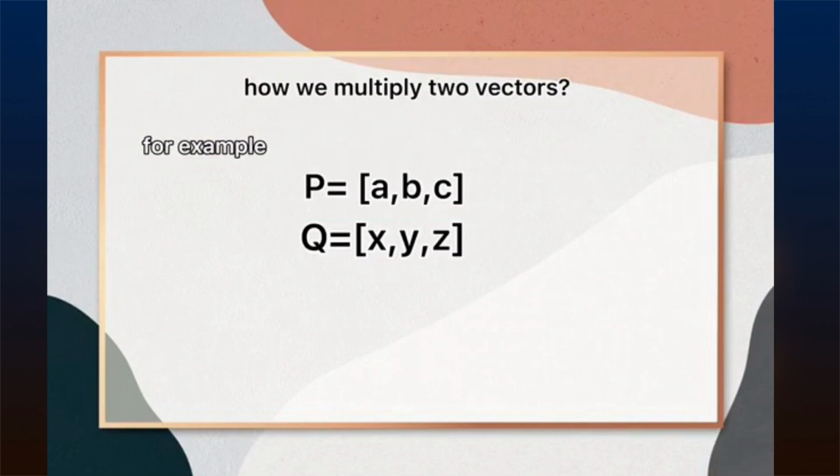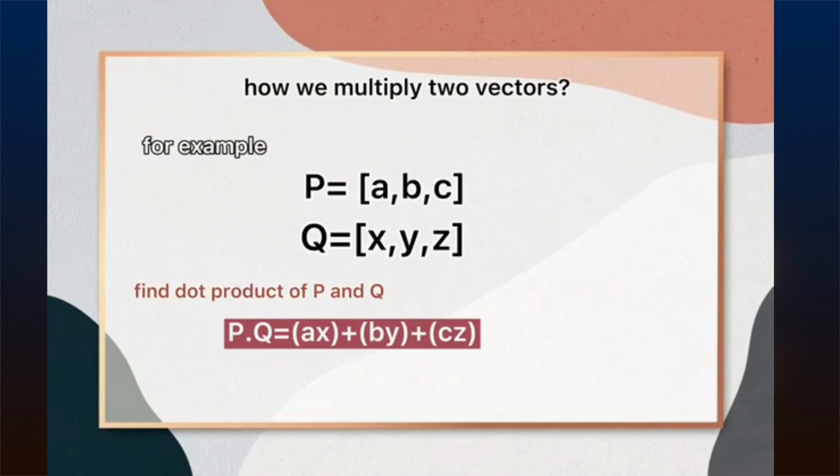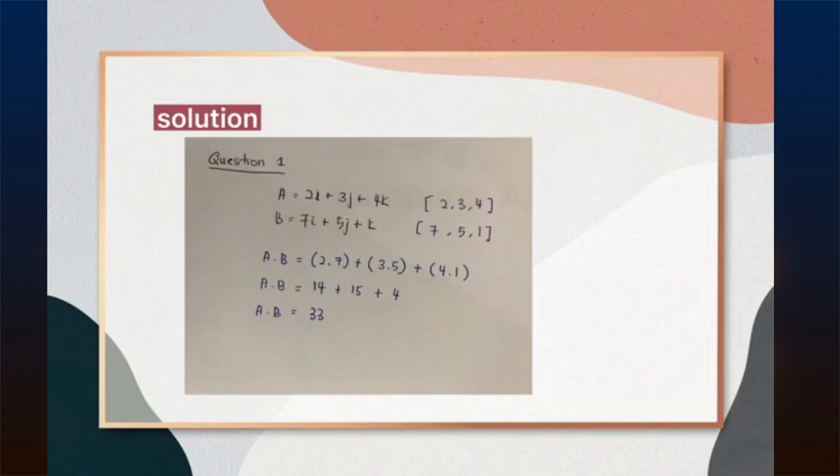Example for multiplying two vectors: P equals (A, B, C) and Q equals (X, Y, Z). To find the dot product of P and Q, we must multiply A by X, plus B multiplied by Y, and C multiplied by Z. So this is my simple question: to find the dot product of A and B.